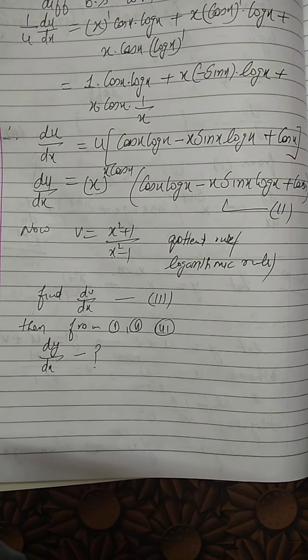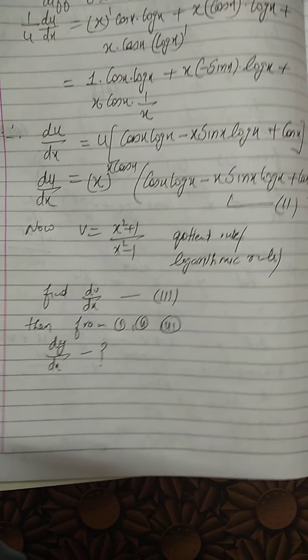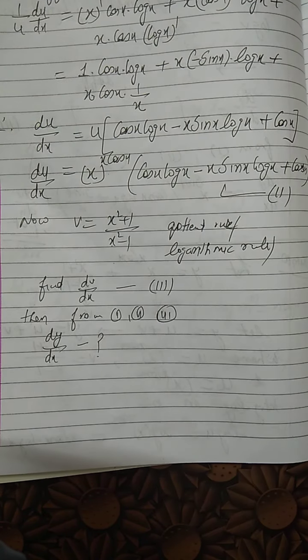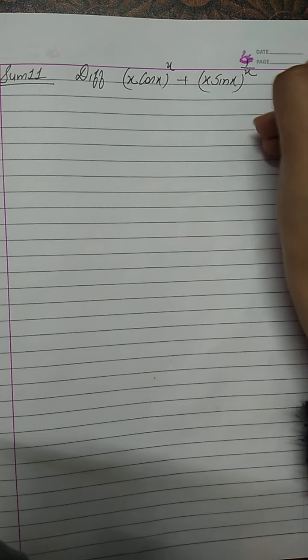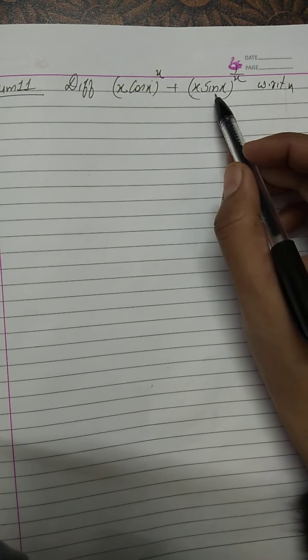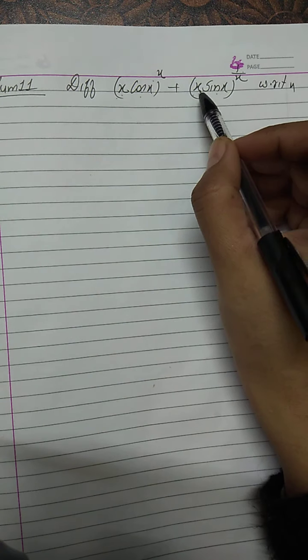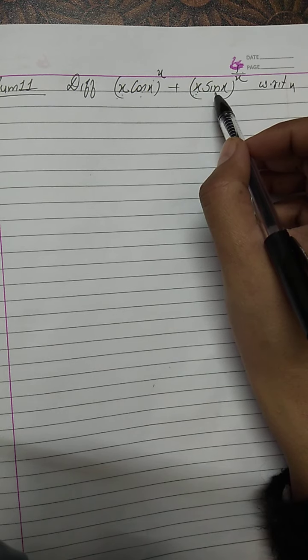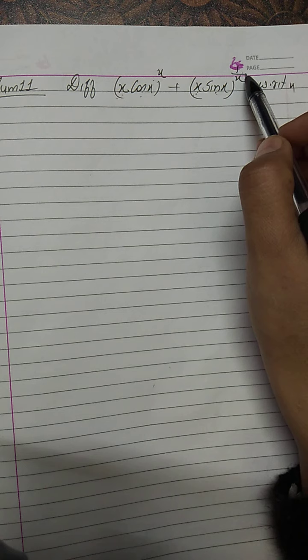You can do it. This is sum number 10, and now we have the next sum, that is sum number 11. Now in sum number 11 we have to differentiate x cos x whole power x plus x into sin x whole power 1 by x. So now in the base we have a product of two terms. Here in the next term also in the base we have a product of two terms. The power is variable, the power is a reciprocal function.